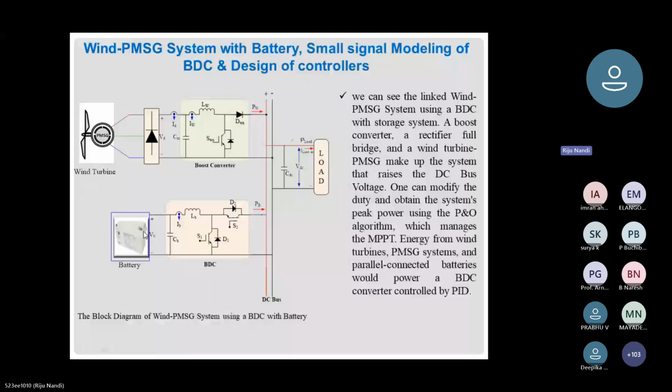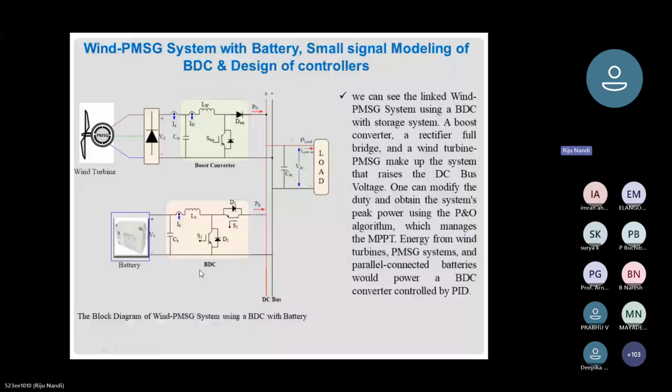When the battery wants to charge, the 350 volt is going to charge that battery. At that time the BDC behaves like a buck converter. When the battery is fully charged and DC bus voltage is required, the battery will discharge to the DC bus voltage, and at that time the BDC acts like a boost converter.